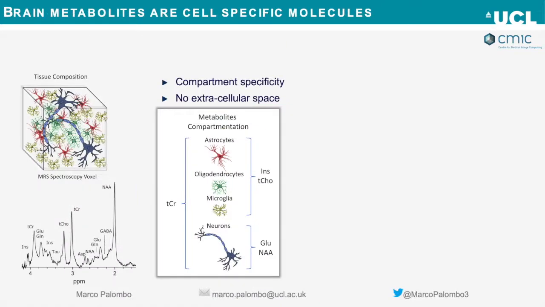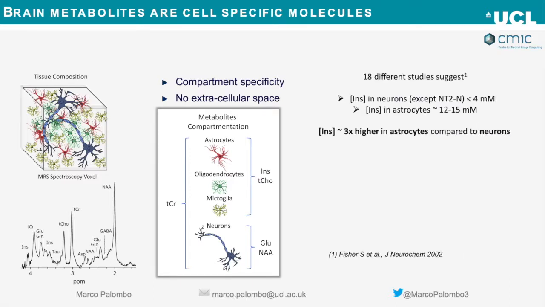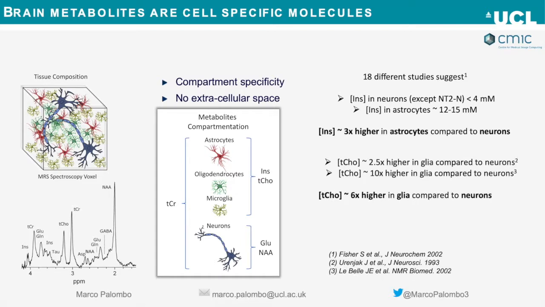In contrast, some brain metabolites are purely intracellular and cell-specific, in the sense that they are primarily confined within specific cell populations. For example, several studies have reported myoinositol concentrations in astrocytes 3 times higher than in neurons, and choline 6 times higher in glia than in neurons. And also NAA and glutamate, there is a large consensus about their confinement in neurons.